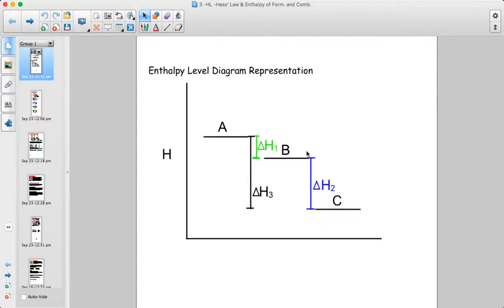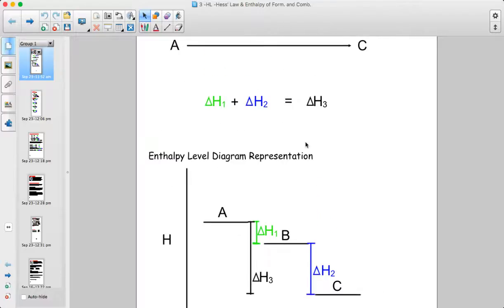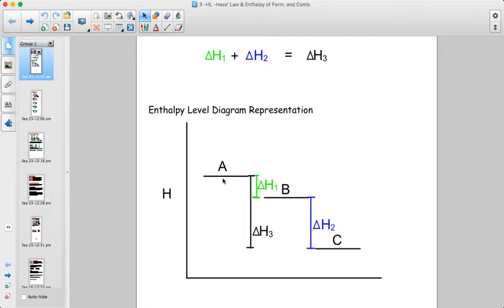Drawn another way, on an enthalpy level diagram, the y-axis is enthalpy, H, and the idea is to get from A all the way to C. That has a certain enthalpy change, noted by delta H3. If you get there in a series of smaller reactions, you have the initial change and then the second change, and those two add up to delta H3, just like it says in the equation up above. So the amount of enthalpy in A and the amount of enthalpy in C are set in stone based on what they are. And so the change to get from A to C is a certain amount, whether we do it in one reaction or in two reactions.